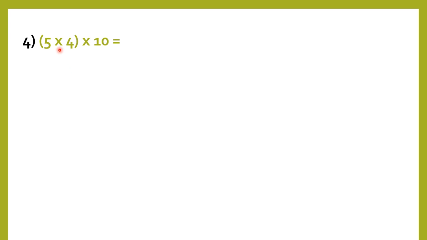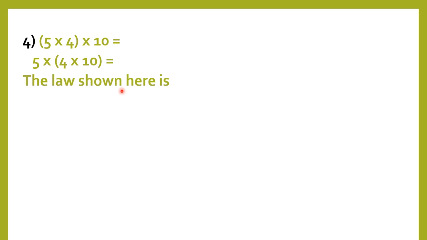Now the fourth one is (5 multiplied by 4) multiplied by 10 is equal to dash, and then 5 multiplied by (4 multiplied by 10) is equal to dash. Now the law shown here, first we have to solve it. Now 5 4s are 20 and then multiply by 10, and 20 multiplied by 10 is 200. Similarly, first we multiply 4 by 10, so it's 40, and then multiply it by 5 and we get 200. So the answers are the same.